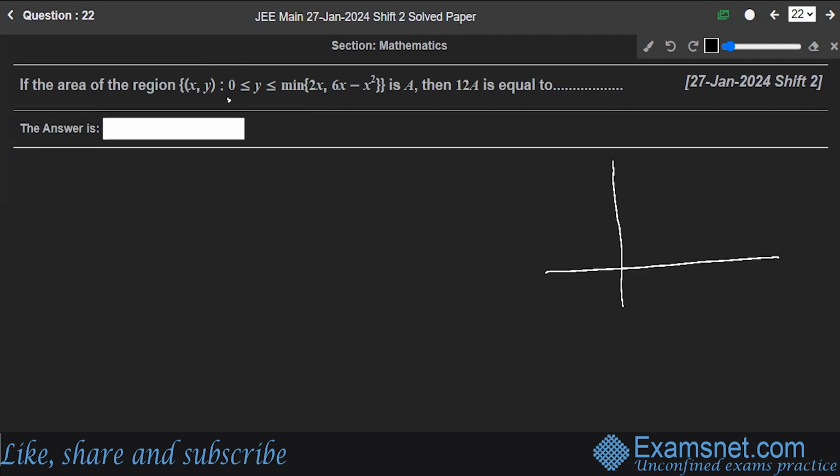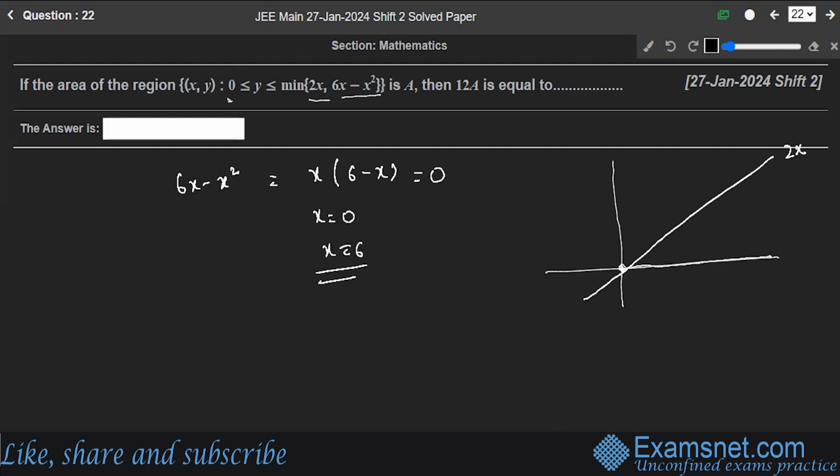So y lies between 0, and 0 is on this line. So this is the line y equals 0, and the minimum of 2x and this. First of all, this is the line y equals 2x. This is the line. And then you have 6x minus x square. This can be written as x(6 minus x) equal to 0 for finding the coordinates. So x can be equal to 0 or x can be equal to 6.